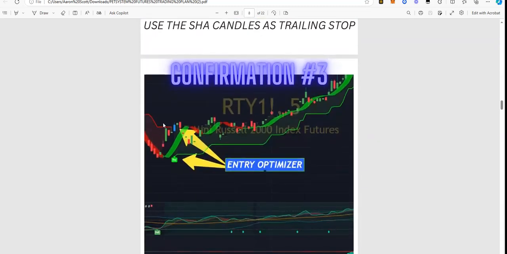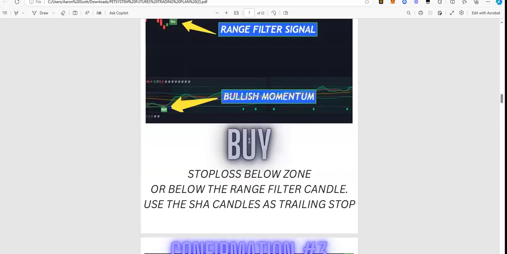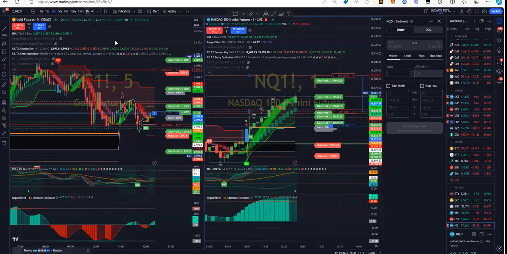Confirmation number 3 will be an entry optimizer. If it breaks the average true range, that means it's beginning a new uptrend. As long as it's above the green line, which is your average true range, you're in buyer's territory. So if you're looking for a buy, you check the entry optimizer. If it's already in buyer's territory, you can take the buy based off of the first 2 confirmations. If it's not yet in buyer's territory, you can either wait for it to break like it did here. It broke in buyer's territory. This trade is currently running $715 in profit.